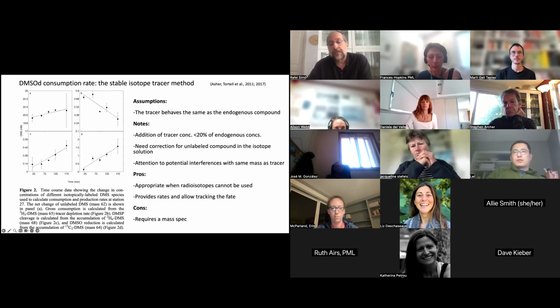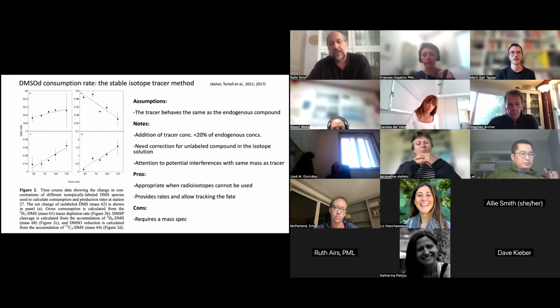And the pro is, again, when you cannot use radioisotopes, you can go for this type of method. It is harmless, and you don't need special facilities for doing this, and as I said, it provides the rate of transformation, but it also allows for tracking the fate of these compounds as they transform into other compounds that you can also measure. The con is that, of course, it's not based on retention time, it's based on mass, so you need a mass spec.